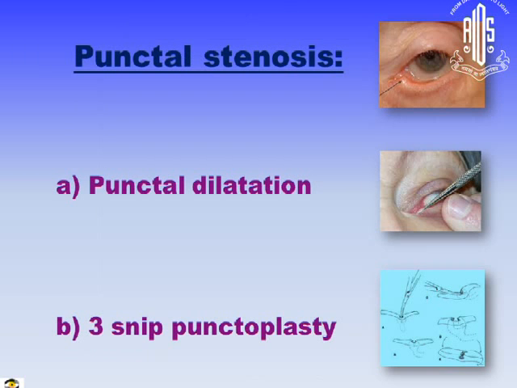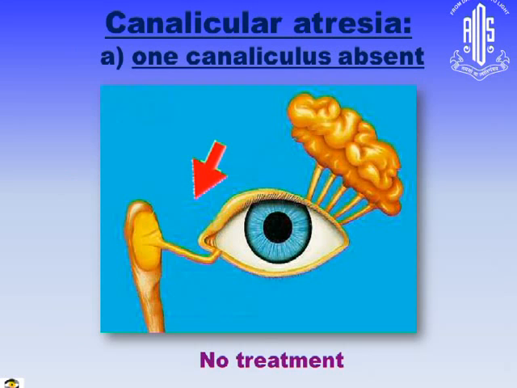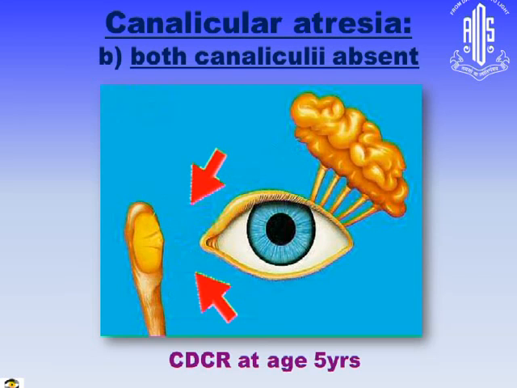When there is a punctal stenosis, you will get it in childhood as congenital as well as acquired. We mostly go for punctal dilatation. If it is not successful on a few occasions, then we will go for three-snip or two-snip punctoplasty. So canalicular atresia is like punctal atresia. If one canaliculus is absent like this, no management is needed. But when both the canaliculi are absent, we will be doing the same conjunctivo-dacryocystorhinostomy at the age of 5 or later on.